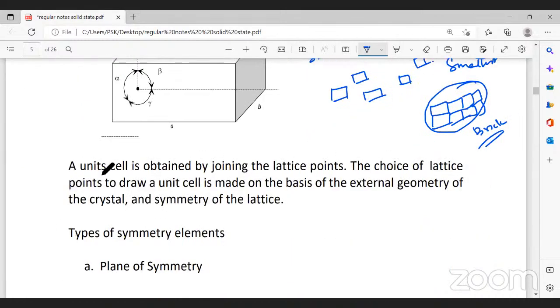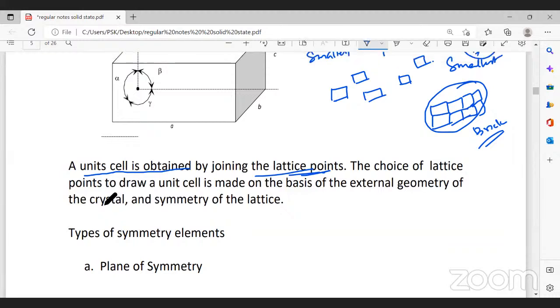Now, see here, the definition is very clear. The unit cell is obtained by joining the lattice points. So a cube was obtained by joining the 8 points. So a cube is an example of a unit cell, I told you. So when many cubes are repeatedly arranged, then you get what? A crystal. A unit cell is obtained by joining the lattice points.